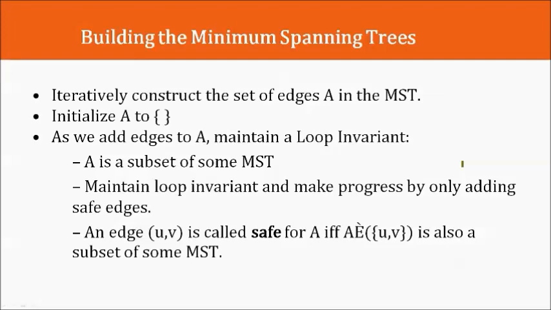So the objective of the minimum spanning tree is to iteratively construct the set of edges A in the minimum spanning tree. Initialize A to an empty set. So as we add edges to A, maintain a loop invariant: A is a subset of some minimum spanning tree. Maintain the loop invariant and make progress by only adding safe edges. An edge is called safe for A if A plus that edge is also a subset of some minimum spanning tree.